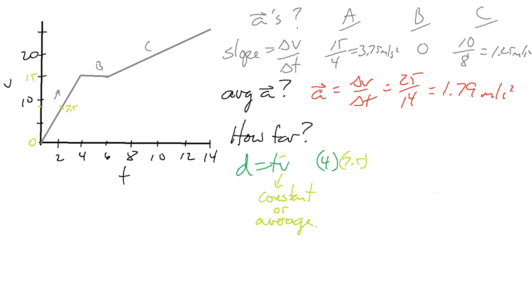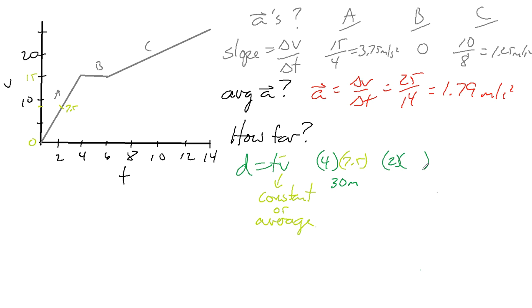So I'm going to multiply the 4 by 7.5, and if I do that, I will get a distance of 30 meters. And that's how far it went during the first part. So now I'm going to go to the second part. The second part lasted for 2 seconds. And now I need the V for the second part.